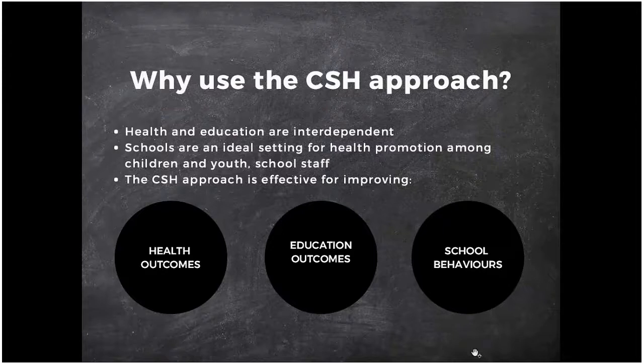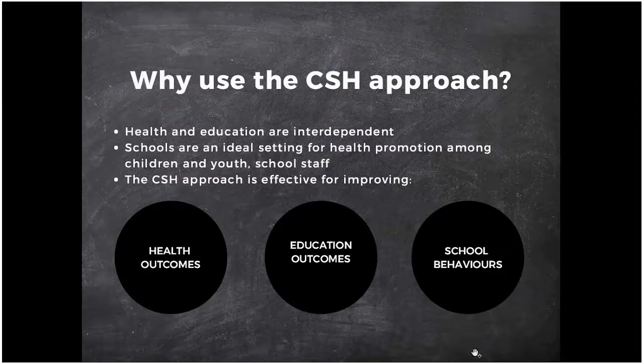When implemented successfully, the comprehensive school health approach can improve health indicators related to mental health and emotional well-being, aggression and bullying, injuries, nutrition and healthy eating, physical activity and fitness levels, substance use and misuse, sexual health, and healthy relationships. Research suggests that the comprehensive school health approach is most effective for improving mental health, healthy eating, and physical activity.